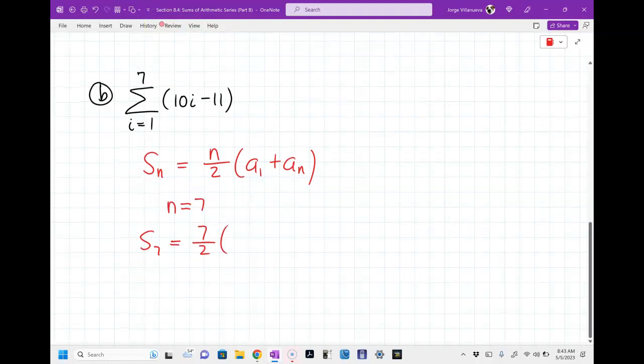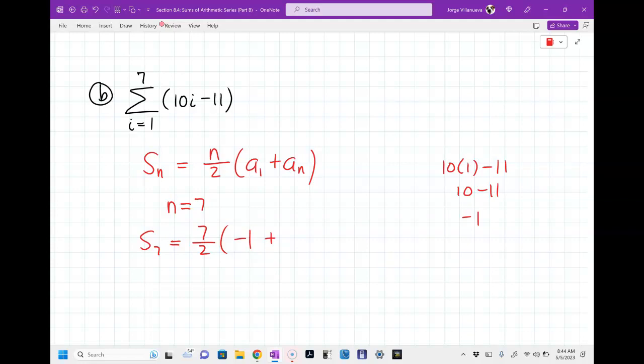Now I got to figure out my first term and my last term. My first term, I'll plug in the bottom number, a 1. So let me do that on the side here. 10 times 1 minus 11. That's 10 minus 11. That's negative 1. So I'm going to put that right there. Negative 1.